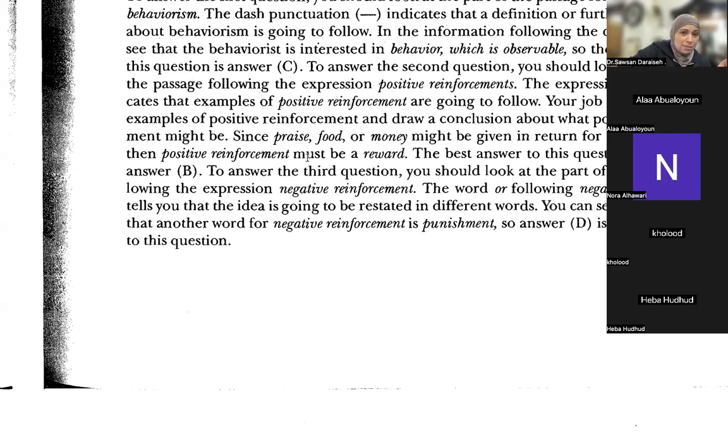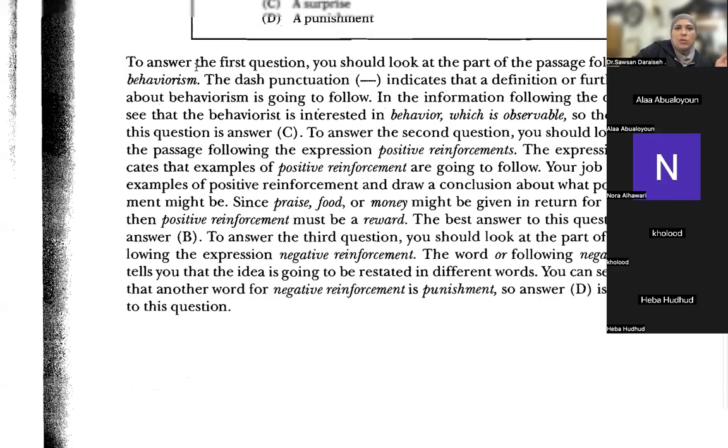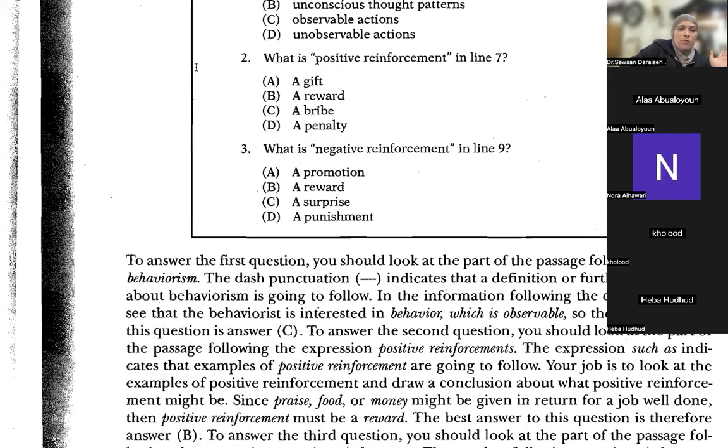Since the word praise, meaning compliments, food, and money might be given in return for a job well done, meaning in return for the person doing good, positive work, then positive reinforcement must be a reward. It must be a reward. These are good words, you know. Everybody likes them. The best answer to this question is therefore answer B. So, guys, the answer was B here, which is a reward. What is negative reinforcement, which is the opposite, guys?